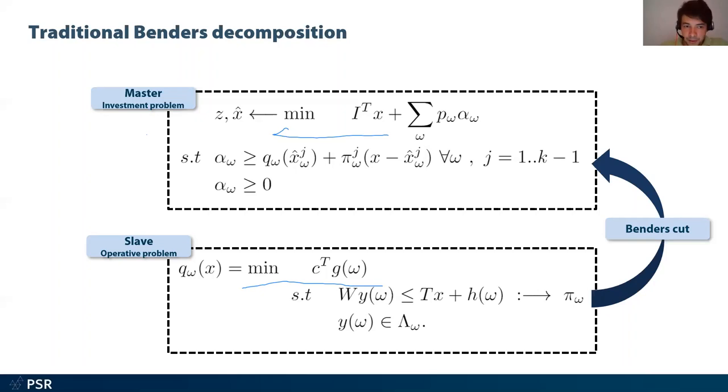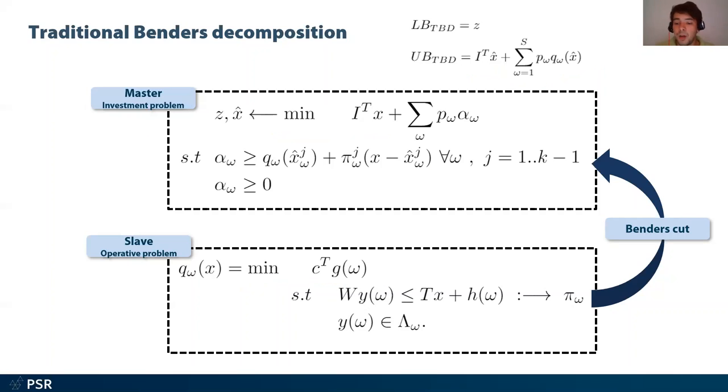And the idea is to solve the operative problem and to send Benders cuts to the master problem in order to achieve convergence. And we can calculate a lower bound, which will be the objective function of the master problem. And the upper bound is a feasible solution, which is the investment cost plus the true operative cost. Okay? So this is the idea of the traditional Benders decomposition.